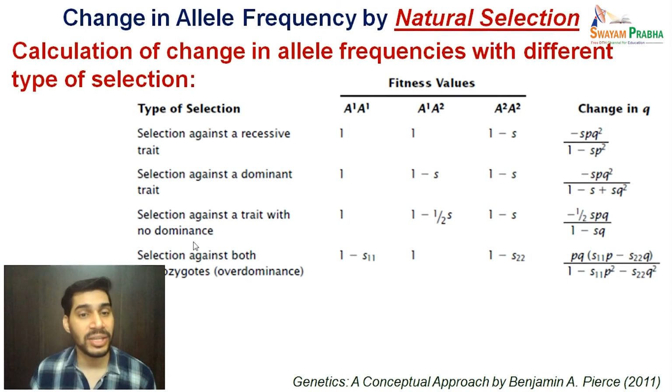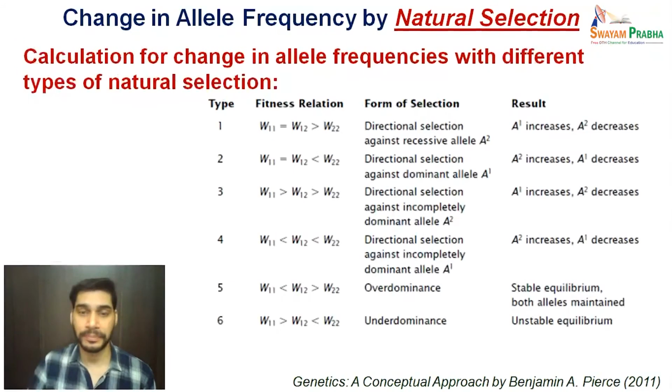If the selection is against a trait with no dominance, or if there is the overdominance kind of situation, you can accordingly use different formulas to predict the change in allelic frequencies depending on the type of selection that is being operated. Further, you can calculate the change in allelic frequencies with different types of natural selection.